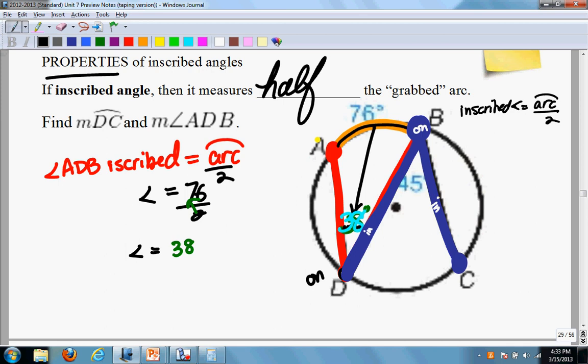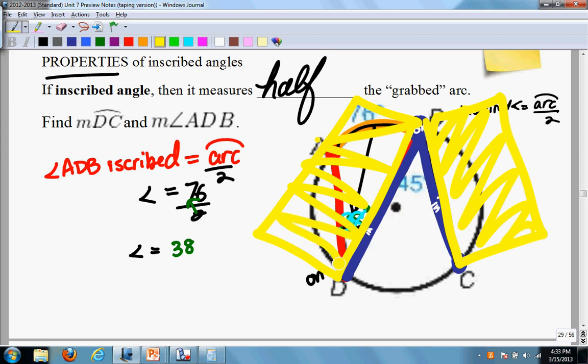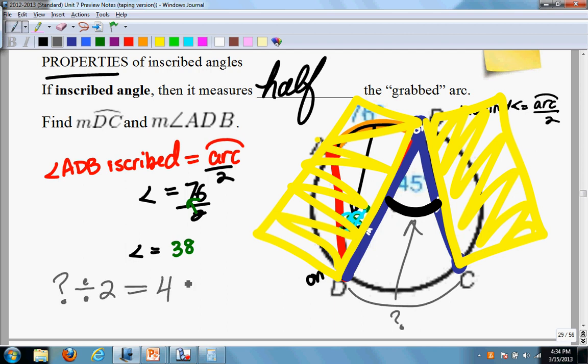Get your Post-its. Lay one Post-it here. And lay one Post-it here, please. So here what we have, the inscribed angle is half the arc. We have the angle is 45. So we ask ourselves this: what divided by 2 gave us 45? That's what you're thinking. What divided by 2, half of what is 45?